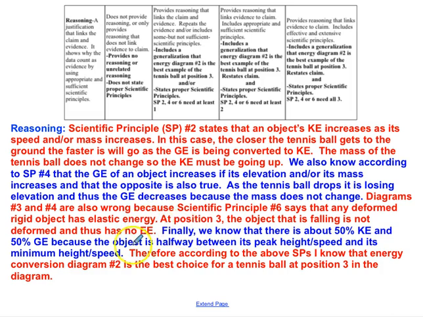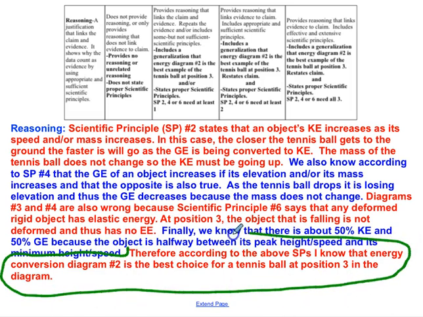Therefore, now this is my concluding statement. A lot of people forget about this. You don't mention your claim at all. So if you look at the rubric right here, states proper scientific principles. These were the ones I was looking for, but includes a generalization that energy diagram number 2 is the best example and restates claim. So here it is. Therefore, according to the above scientific principles, I know that energy conversion diagram number 2 is the best choice for tennis ball at position 3 in the diagram. So that concludes it. So don't forget to restate your claim.